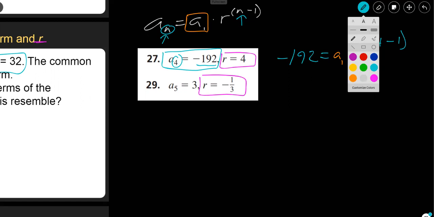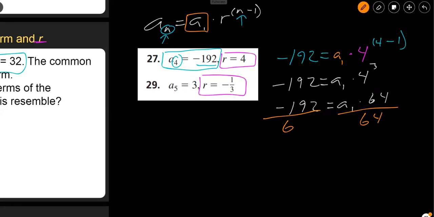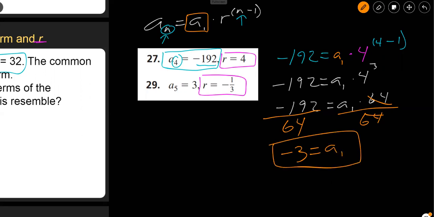From there, I can do some order of operations on the right side of the equation. I'm going to have negative 192 equals a1 times 4 to the 3rd power. I'll just continue doing this. Negative 192 equals a1 times 64. And then after I've done all the order of operations I can on the right side, I can divide both sides of the equation by 64. By doing that, 64 goes away on the right, and negative 192 divided by 64 is negative 3. So my a1 value is negative 3.